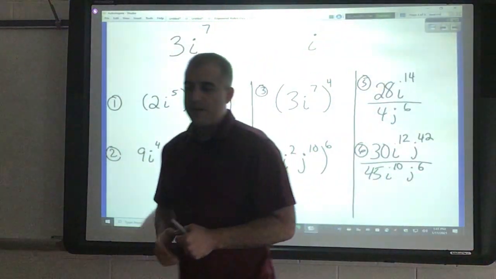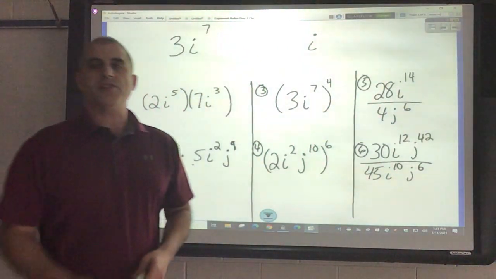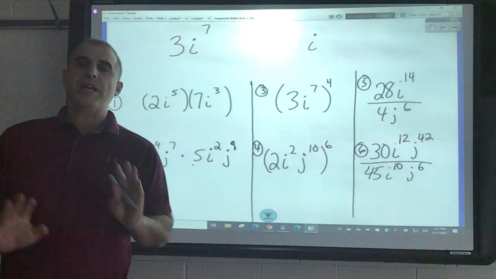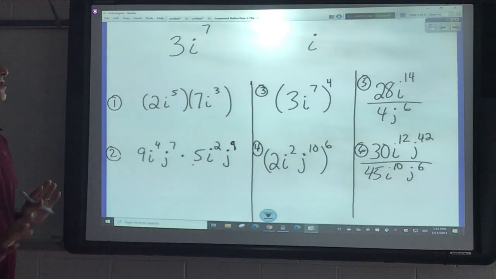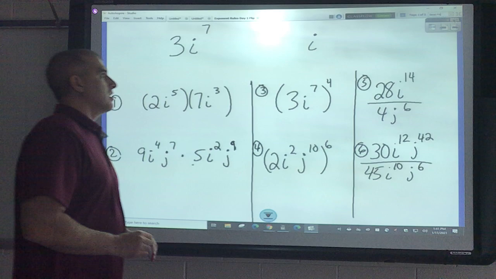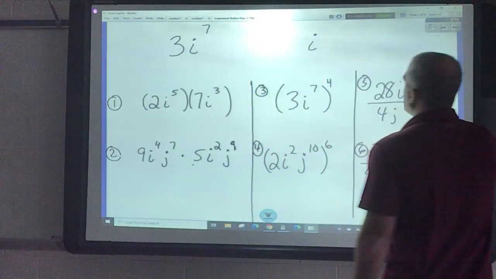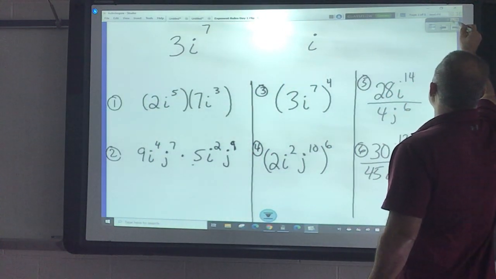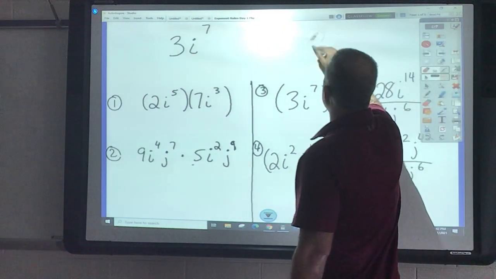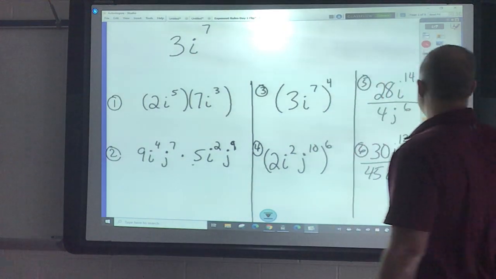Okay, this is going to be the first lesson in Unit 6 in Algebra 1. This is going to be on exponent rules. The first thing that I want to talk about is the concept of basically a monomial term.